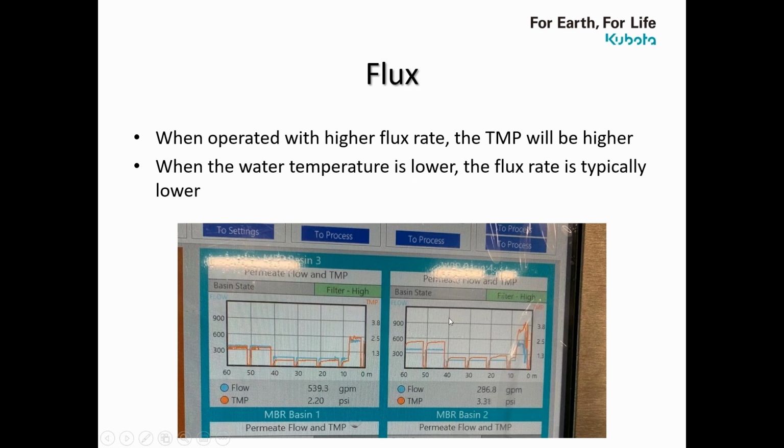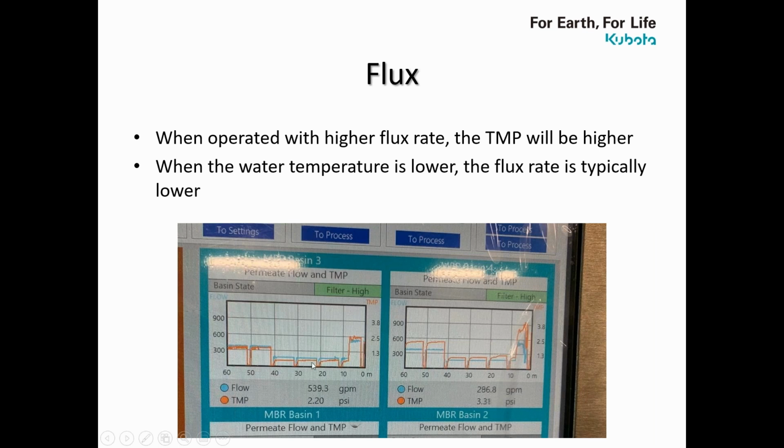Now, this is another screen from the same plant that I showed. We did a lot of troubleshooting at this plant. The flow rate is shown in blue and TMP is in orange. If the flow rate is higher, the TMP in orange is a lot higher.